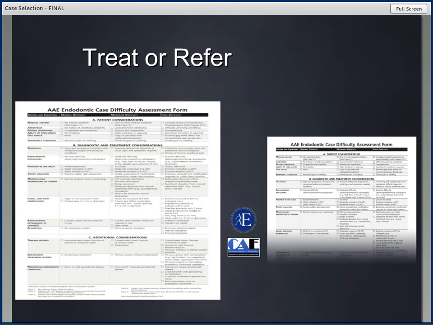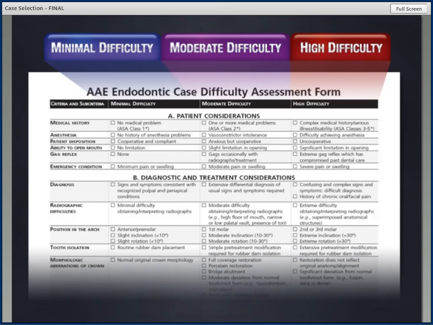And I like to take this one step further. If we break down the form, the criteria and sub-criteria can be seen along the left-hand side, and the level of difficulty can be seen along the top. The more criteria that falls into the highly difficult category, the more chances you want to refer that case to a specialist.